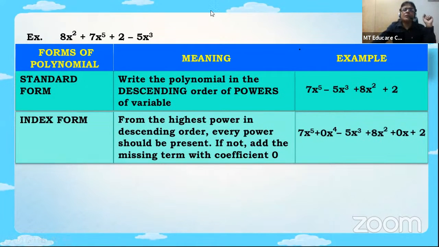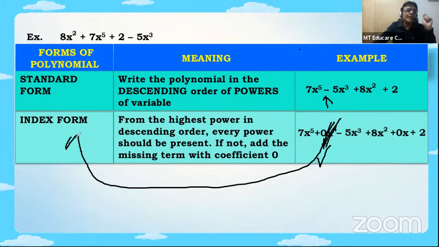Sir, can we write 1x raised to 4? No. If I write 1x raised to 4, it means this term will be there, which is not there here. But if I write 0 into something, it means its value is 0. Then sir, why are you writing it if the value is 0? Oh dear, the index form is telling us to write. I did not want to write it, but the index form is telling you it wants every power. You want every power? Okay, if you want all of them, then I will write. Okay. Same way with 0x here.